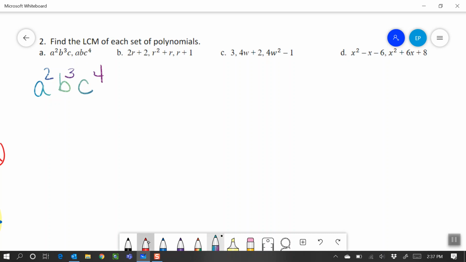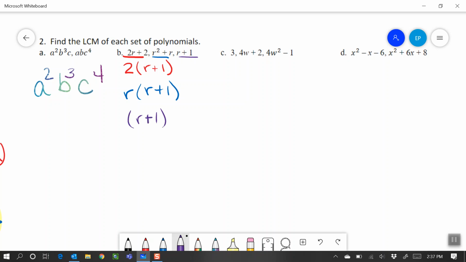B is done a little bit different. You first got to factor things out so you can see what you have. So you get what you have and what you don't have. So on the first one, I have 2 times r plus 1. On the second one, I'm going to factor an r out. So I'm going to write that in a different color. So the first one I did in red. So that's the first one. Next one I'm going to do in blue. So I'm going to have an r times an r plus 1. And then the last one in purple, I'm going to have an r plus 1.